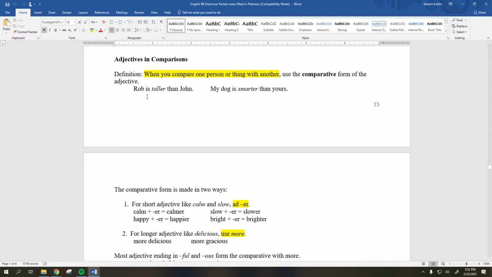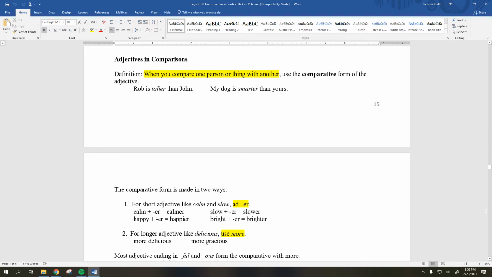So for example, Rob is taller than John. We're comparing John to Rob, taller. My dog is smarter than yours. Again, we're comparing two things here, my dog to your dog. My dog is smarter than yours, the comparative form.